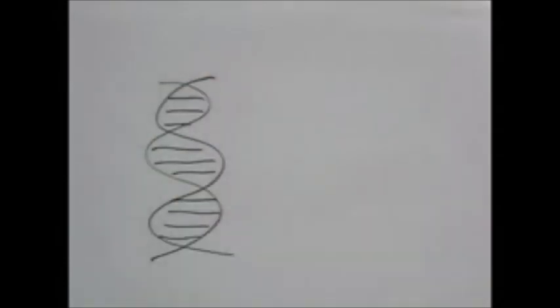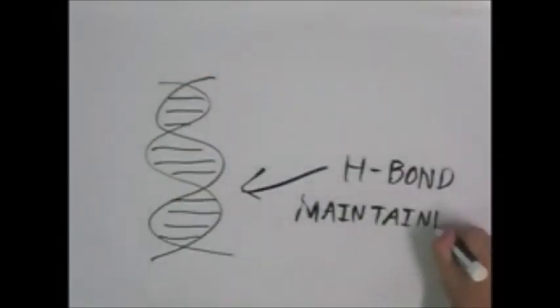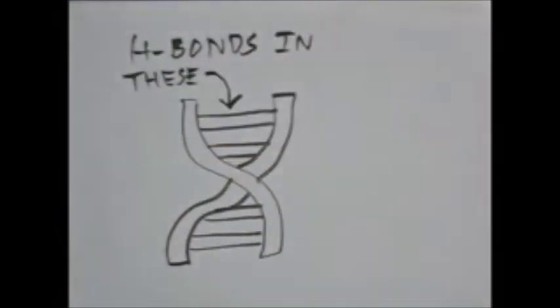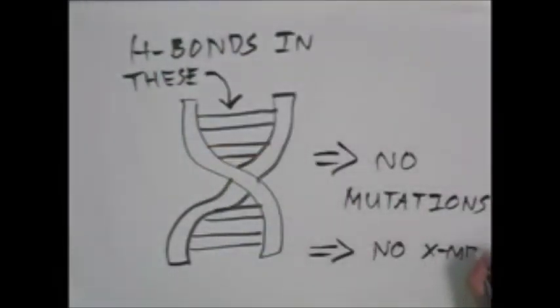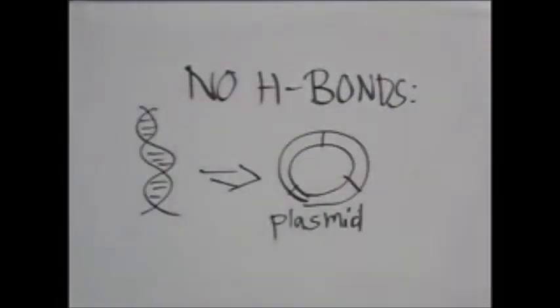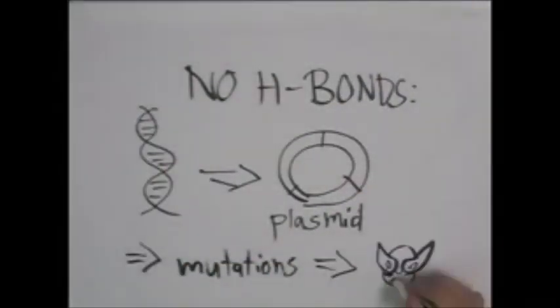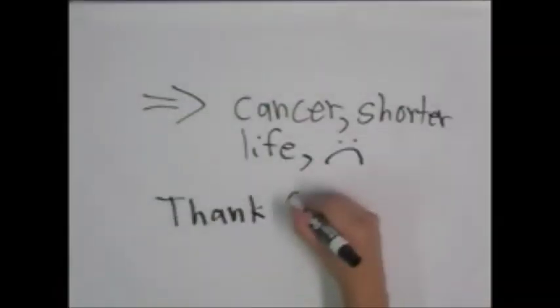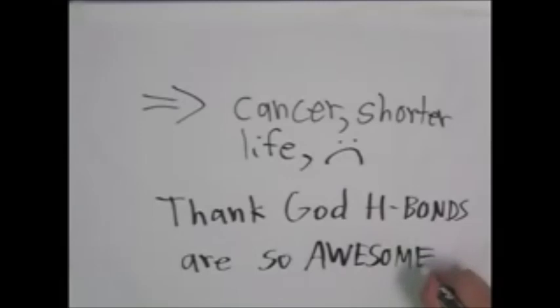Hydrogen bonds are also in DNA, maintaining the helix structure. The H-bonds in the base pairs keep it together and prevent many genetic mutations and errors. Without them, DNA would have a plasmid structure, allowing genetic mutations to amount in great numbers. This would cause more cancer, shorter lives, and other problems, but thank God for H-bonds because they're just so awesome.